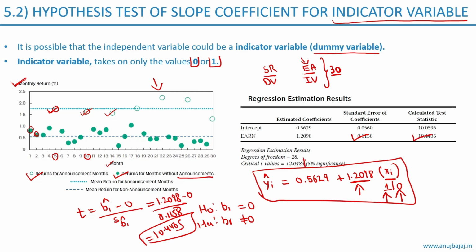So against a 5% level of significance, when the critical value is 2.04, we reject the null hypothesis and conclude that the population slope coefficient is different from 0. So yes, there is a relationship between the indicator variable and the dependent variable.